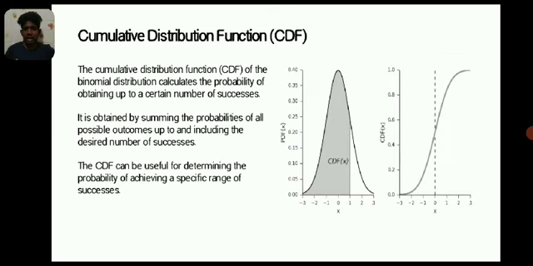Now the next topic, that is cumulative distribution function, which represents CDF. The cumulative distribution function of the binomial distribution calculates the probability of obtaining up to a certain number of successes. It is obtained by summing the probability of all possible outcomes up to and including the desired number of successes. The CDF can be useful for determining the probability of achieving a specific range of successes.